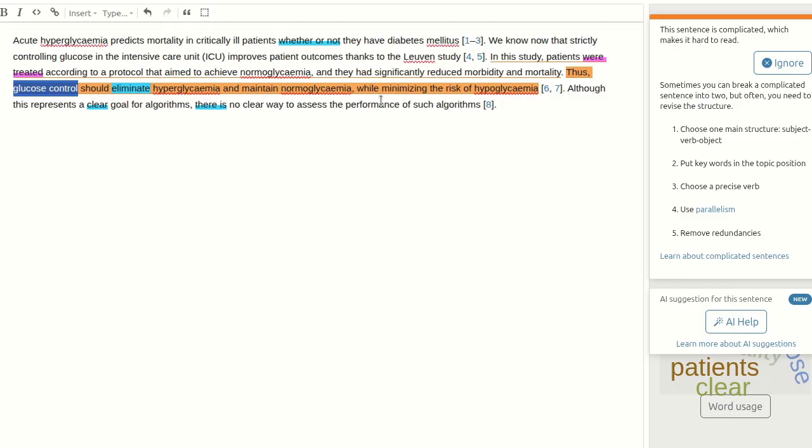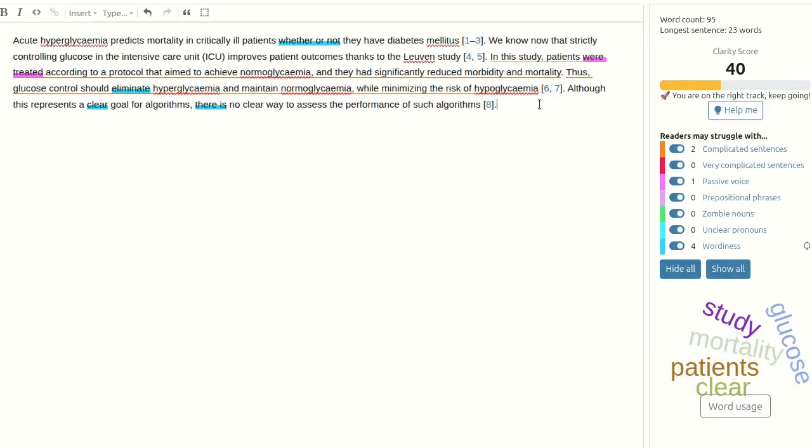I could split it up if I want to, but I think that while minimizing, they all are related to each other pretty well. So in this case, I might also choose to leave it. Now let's look at the final sentence.